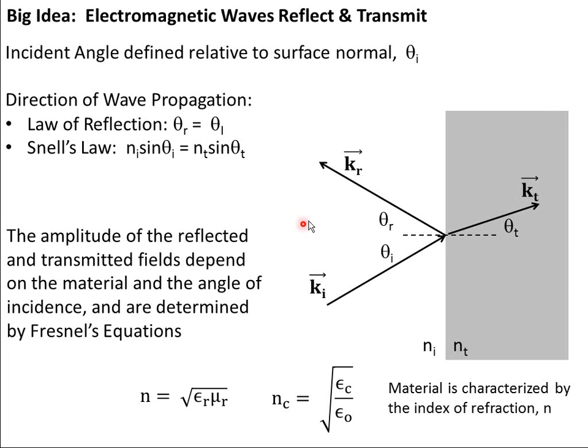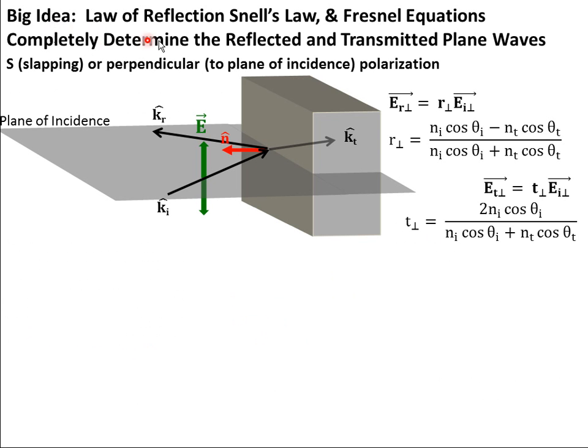It turns out that it's not only the direction of the waves that changes. This incident wave comes in and changes direction and comes out as a reflected wave, and it also goes to a transmitted wave. But as you might imagine, because some of the incident energy gets reflected and some gets transmitted, the amplitudes of these reflected and transmitted waves need to be calculated as well. They're determined by something called Fresnel's equations. The next of our big ideas is that while the law of reflection and Snell's law determine the direction, Fresnel's equations determine the amplitude, and so these laws completely determine the reflected and transmitted plane waves.